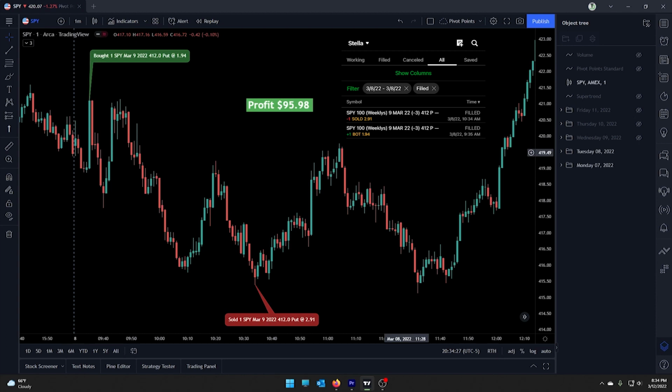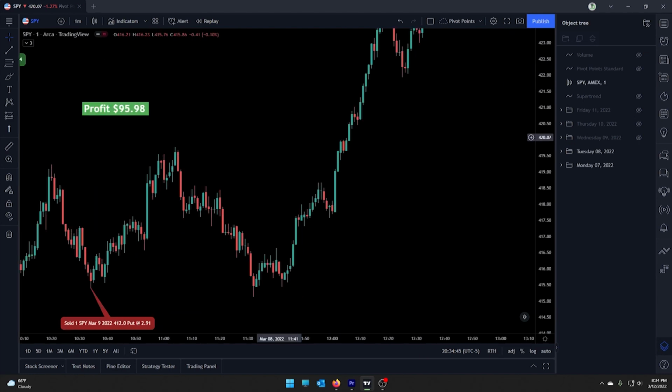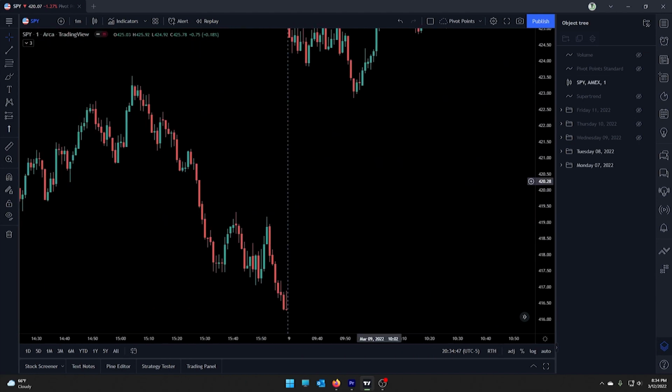Tuesday, again, it was one trade. I bought a put at $194 at the top, and I sold that put for $291 shortly thereafter, about an hour after open, and that netted me $95.98 after commissions. We'll move on to Wednesday.